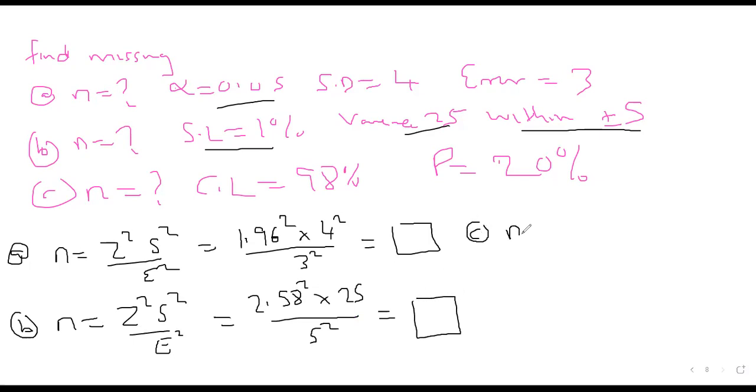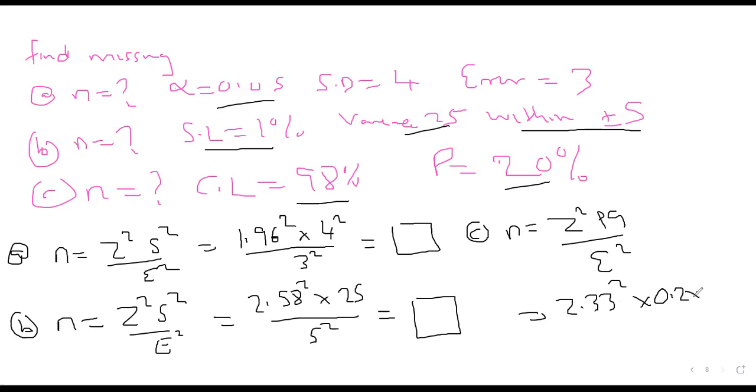But for C, we can't use formula 1. We use a formula for the proportions. Can't use this one. We can use what? P and Q. So what is our Z at 98%? 2.33. Our P is 0.2, meaning our Q is 0.8. Where did you find the 0.8? 1 minus 0.2. Then the error is given as 1%. So it's a percentage. You put it here.